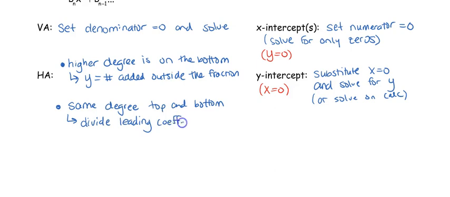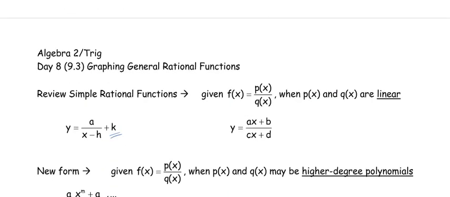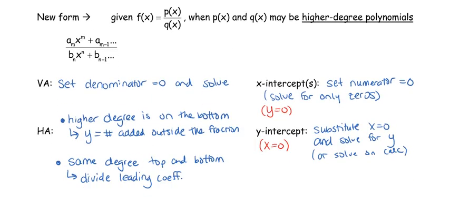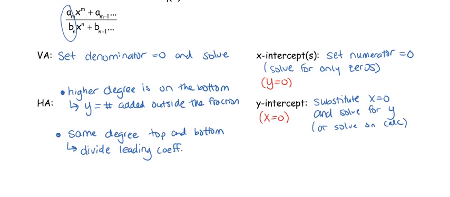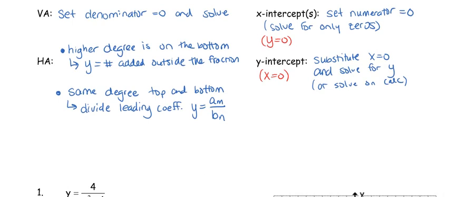And we know that the leading coefficients are the numbers with the highest degree. So not just necessarily the first constant, but the coefficient that's with the variable that has the highest exponent. So in this case, if we are looking at our general equation, our leading coefficients there are a sub m and b sub n. So y equals a sub m divided by b sub n. Again, that's for the same degree top and bottom. Both review, being applied from our linear functions.